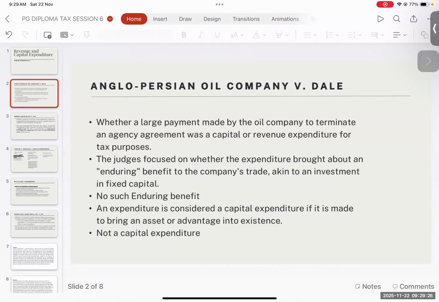So that's the ratio of the case: capital expenditure means expenditure that is made with the purpose of bringing an asset or advantage into existence. And that kind of asset or advantage must be for the enduring benefit of the trade. If that's not the case, it won't be capital expenditure, it'll be revenue expenditure.